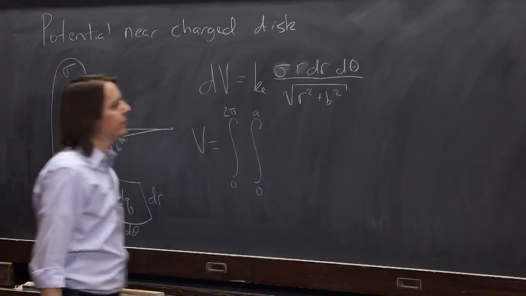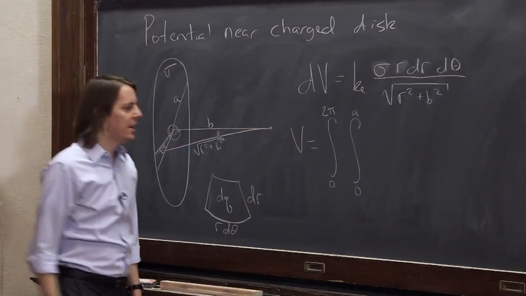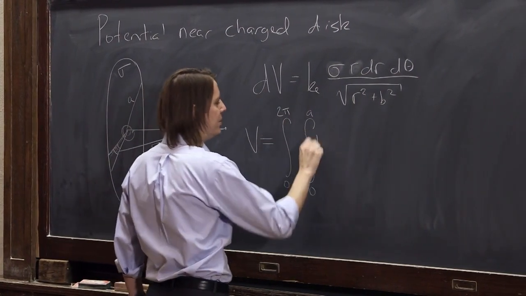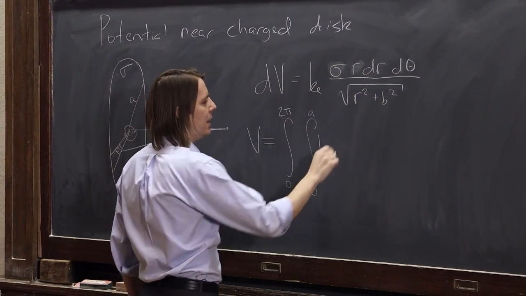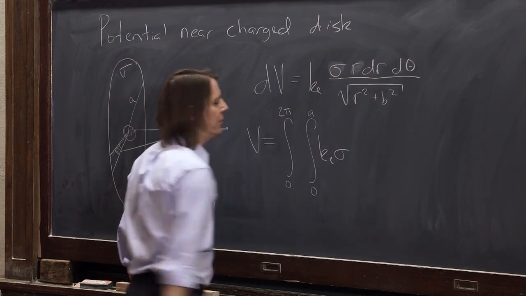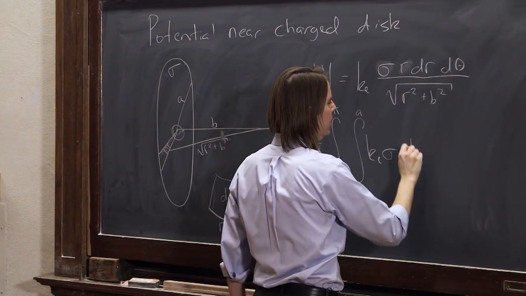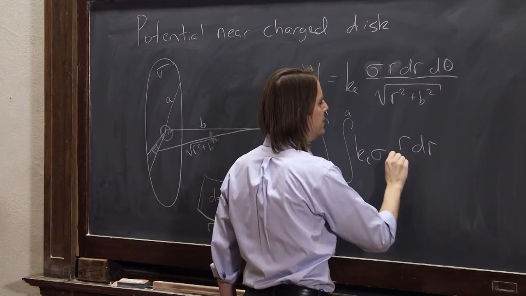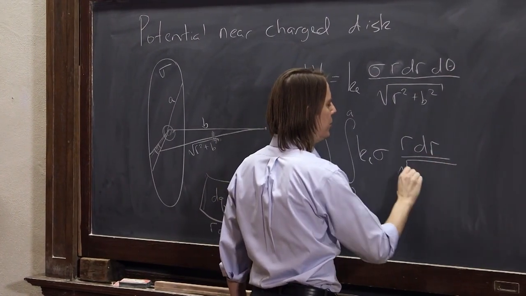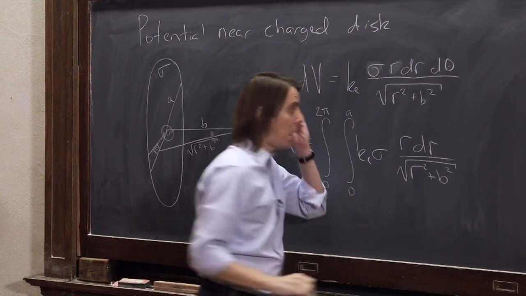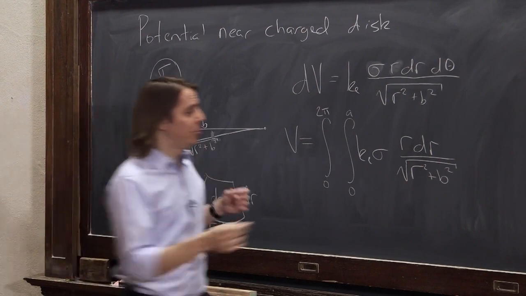0 to a. Okay. Now the ke doesn't matter much. Let's keep it in here, ke. And the sigma, it's not going to do anything. Put the sigma right there. And then let's put all the r parts together. r dr times the square root of r squared plus b squared. And then the only theta part is just d theta.